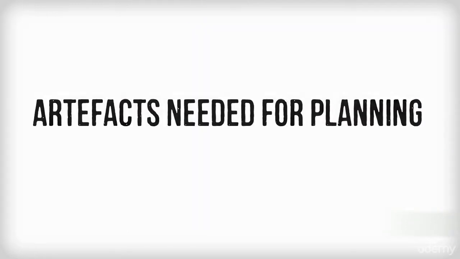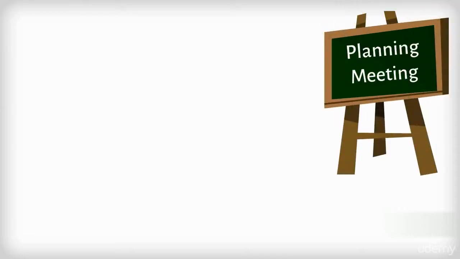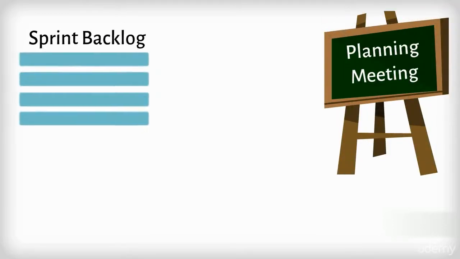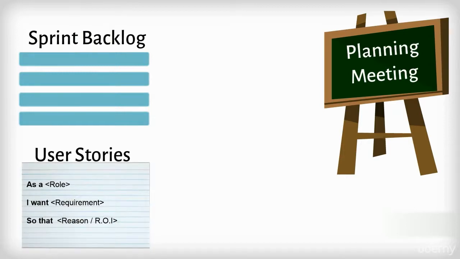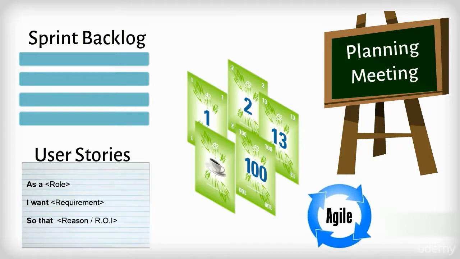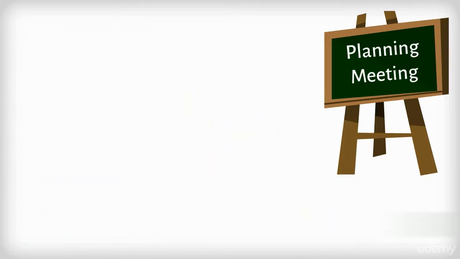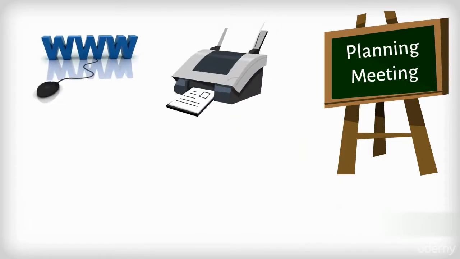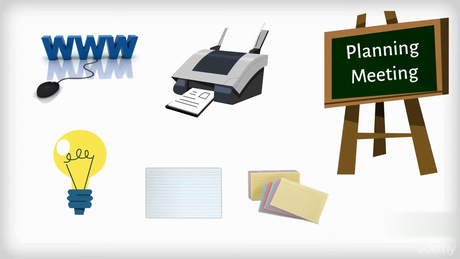Artifacts needed for planning. The minimum artifacts needed for the planning meeting are the sprint backlog items, usually user stories, and the tools of estimation, usually Agile planning poker cards. This is not prescribed in Scrum but is recommended as it is an Agile industry standard. It also often helps to have links to or printouts of any supporting design ideas or documents and extra blank story cards.